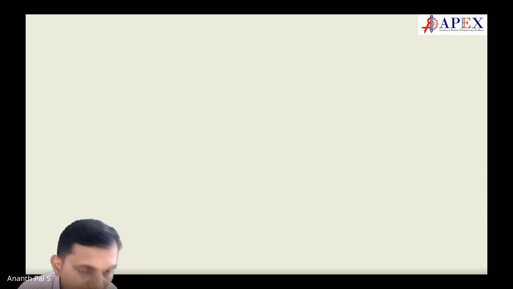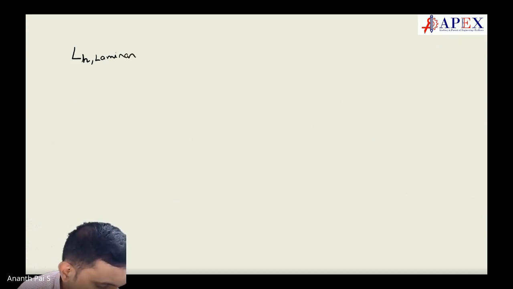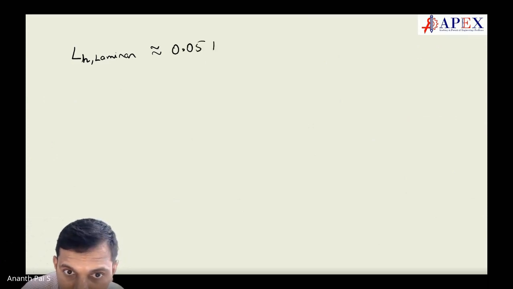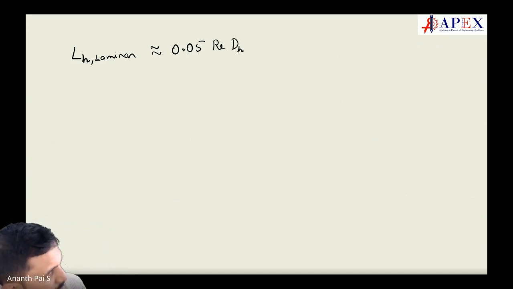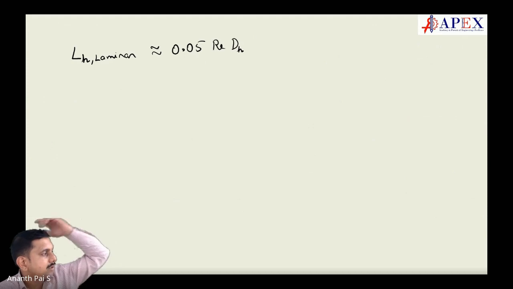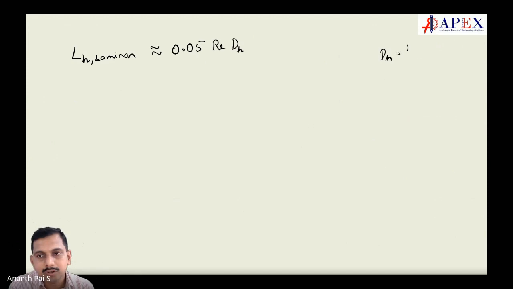Now, entry length has been calculated by Shah and Bhatti as well as Kays and Crawford. L hydrodynamic for laminar is given as almost equal to 0.05 Reynolds number into hydraulic diameter. You know what hydraulic diameter is, is it not? If the duct is not circular but has another cross section, you take hydraulic diameter, where DH is equal to 4A by P.